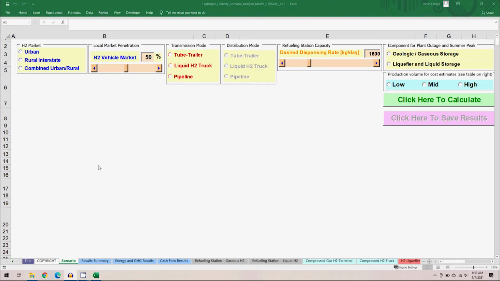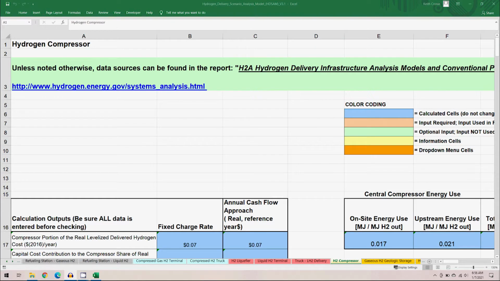As I've shown in other videos, on the scenario worksheet, we see the market demand selections, delivery mode selections, a refueling station capacity selection, and storage options. The selections for the pipeline pathway include the pipeline options for the transmission and distribution modes, and geologic gaseous storage for the storage option. The H2 compressor worksheet models hydrogen compression for pipeline transport.